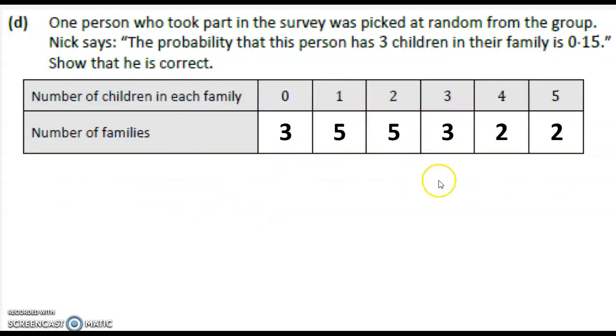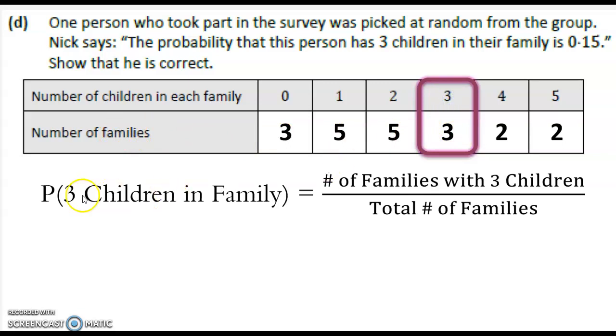So to do this, let's identify the probability this person has 3 children in their family. There are 3 families that have 3 children. So the probability of 3 children in their family is the number of families with 3 children, which is 3, over the total number of families, which is 20. If you use your calculator to convert this to a decimal, you get 0.15, which is consistent with what they're looking for. So he's correct.